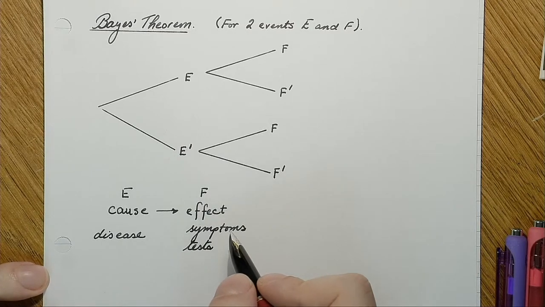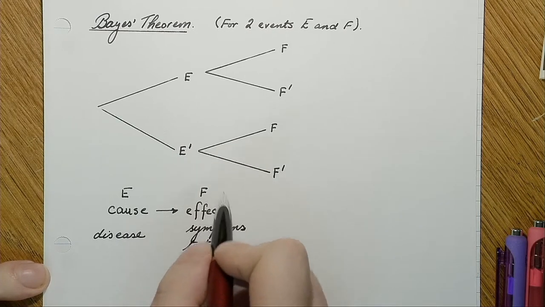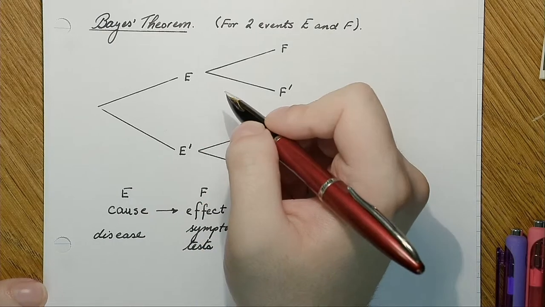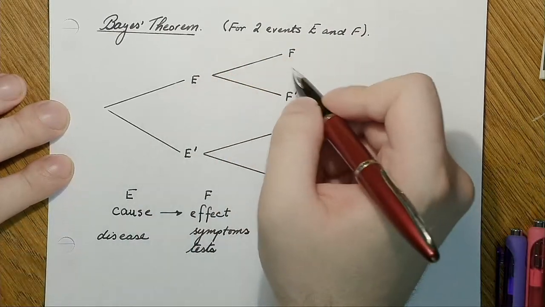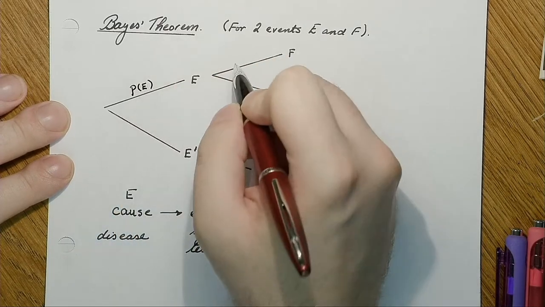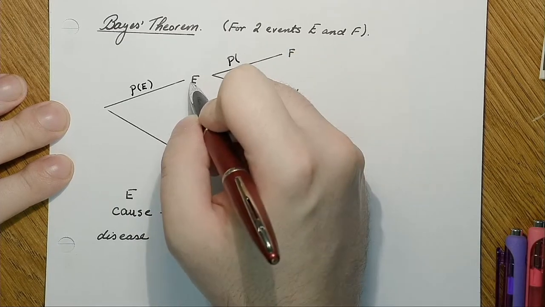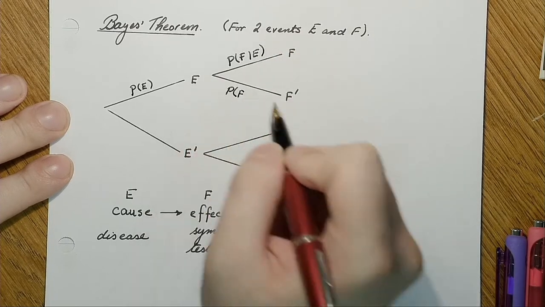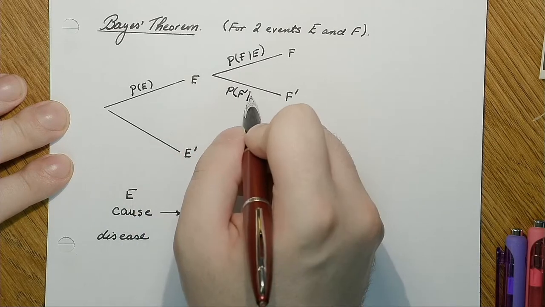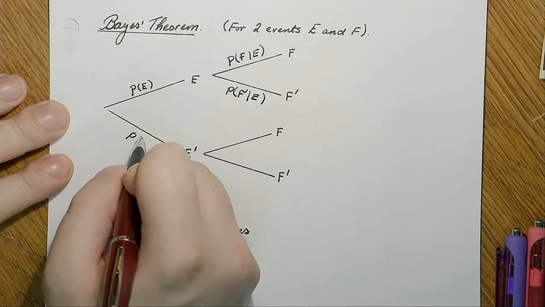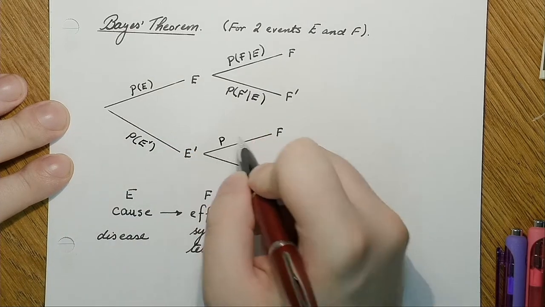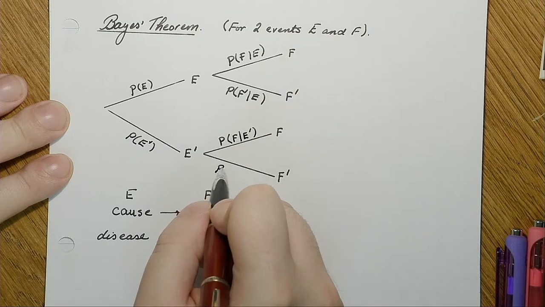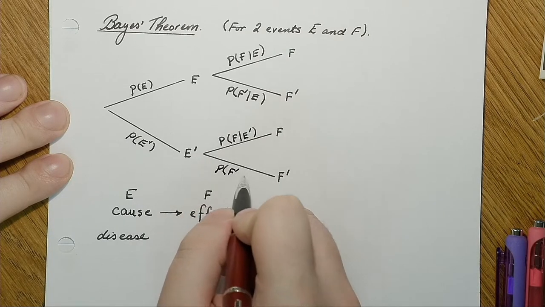So that's what Bayes' theorem is about. We're trying to figure out, given that we have an effect, what's the probability that it's being caused by this? So again, we can fill out our probability tree here. This is the probability of E. Here's the probability of F given E. Here's the probability that you don't have the effect, but you still have the cause. Here's where you have the effect, but you don't have the cause. And here's the probability that you don't have the effect and you don't have the cause.